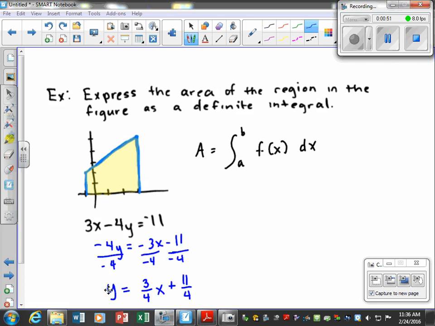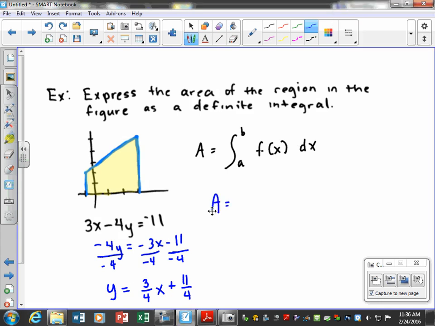Okay, so we solved this for y equals, and now we can plug in y for the f of x. So our area is going to be, what's our lower limit and what's the upper limit? Lower limit is at the x value of what? -1. It looks like -1. And what about the right limit? It looks to be at 3.